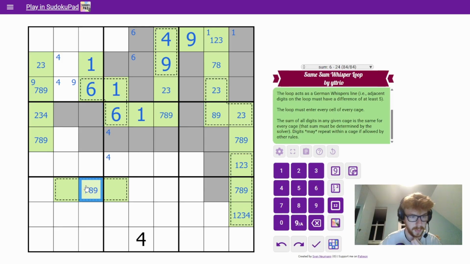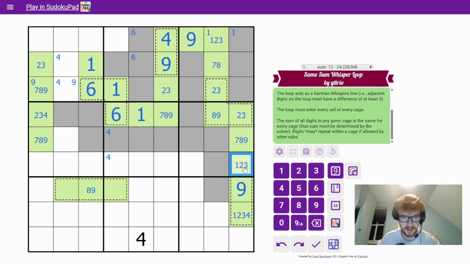If that's a 7, how do we make the cage work, right? Because that will be a 1-2 pair, so it cannot be. So that's not a 7. Same for this, I guess. That cannot be a 7. Because if it is, how do you make this work? You can't. If it's 8, you need 5 more. Then it cannot be 1-4. So it must be 2-3, and that breaks that cell. So it's not 8, it's 9.